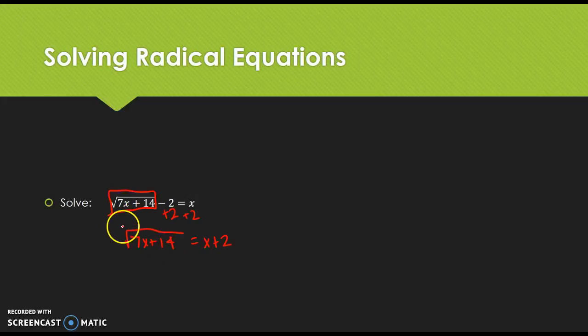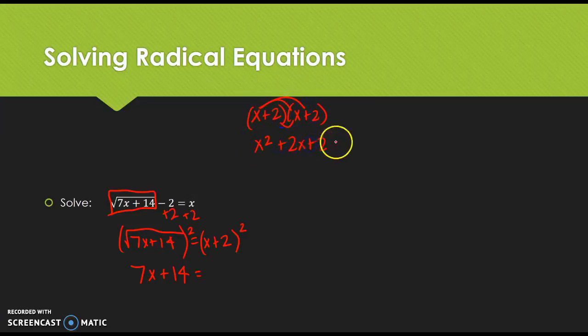Now that my radical is by itself, I'm going to square both sides to cancel out that square root. Remember, you raise it to whatever power is your index. That cancels out the radical on this side, so I'm left with 7x plus 14 equals, this is a binomial, I've got that addition in there, so I'm going to have to FOIL it. So I end up with x plus 2 times x plus 2. First is x squared, outer is 2x, inner 2x, and last 4. Then I can combine those like terms, so I get x squared plus 4x plus 4.